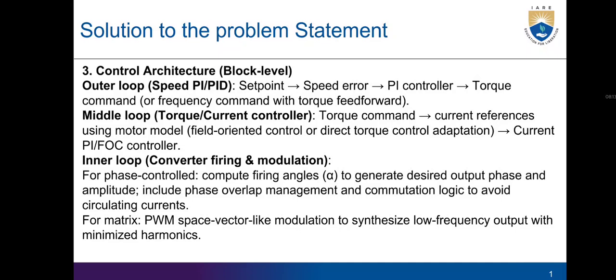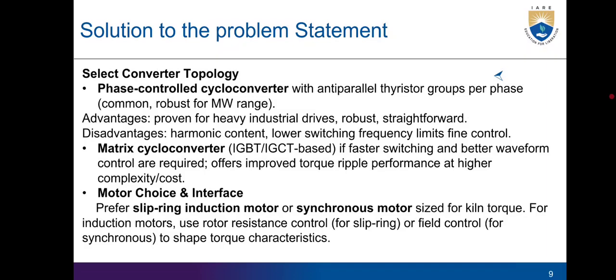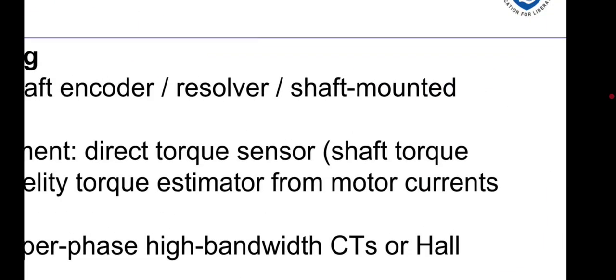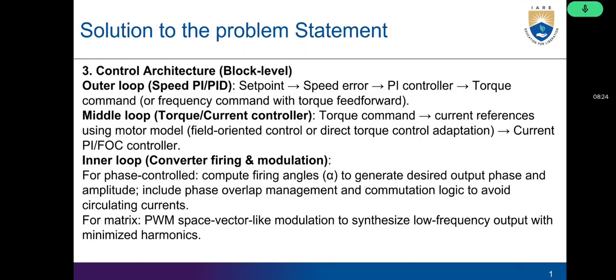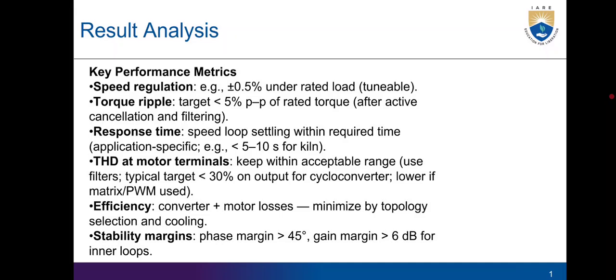Current controller, inner loop. For phase controlled, compute the firing angle alpha to generate the output phase and amplitude, including phase overlap management and commutation logic, and avoid circulating current. For matrix, pulse width modulation or space vector like modulation.